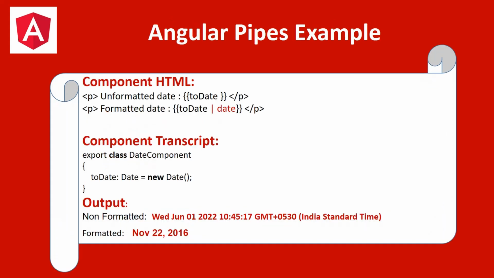Next is the example. On your screen we have an HTML file in which we are trying to format a date. We have one date variable in our TypeScript file. We declared the variable name toDate and passed the current date, and then we are trying to format it using the date pipe. So here you can see, if you simply pass the unformatted date, the output will be a full standard date, and when we format that date using the date pipe, we get the output in this way.